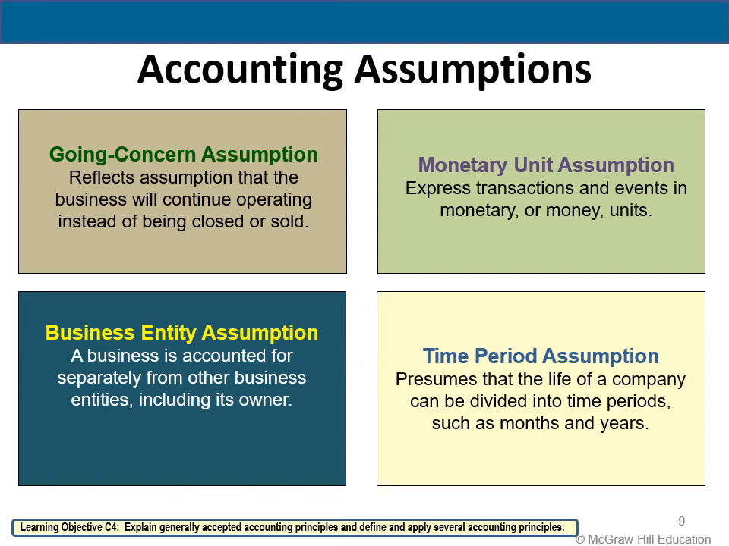And the time period assumption. So we assume that businesses' operations can be divided into artificial time periods, namely months, quarters, and years. And those are the periods for which we'll see financial statements. Every company issues annual financial statements. Public companies issue quarterly financial statements, and internally, most companies are going to produce monthly financial statements.